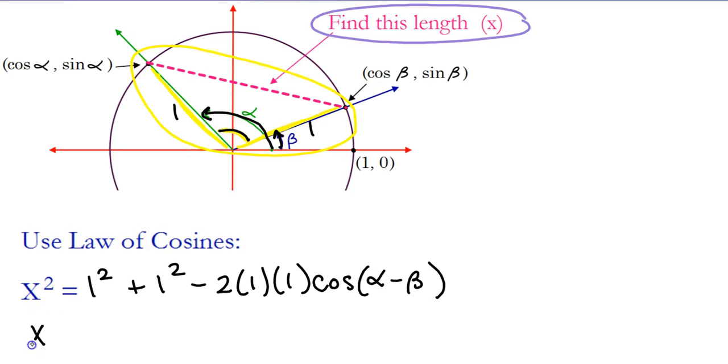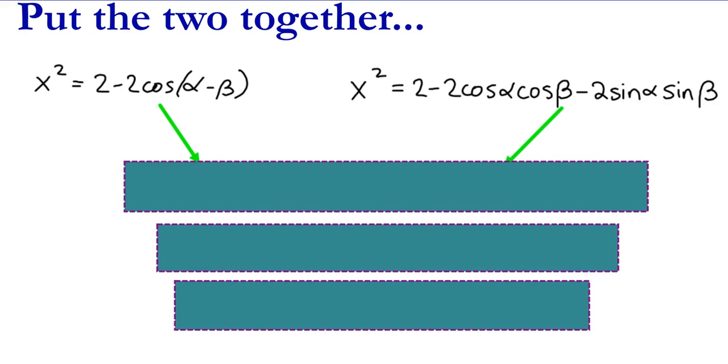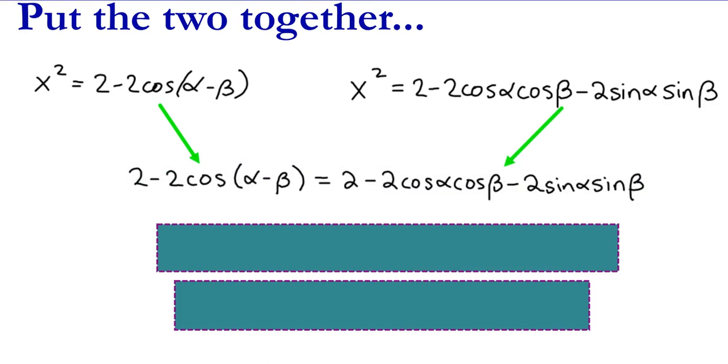We can simplify this, and x squared equals 1 squared is 1, 1 squared is 1, 1 plus 1 is 2, minus 2 times 1 is 2. So 2 minus 2 cosine of alpha minus beta is another way to express the square of that length. So we have two expressions for the square of length x, and what we're going to do is set them equal to each other. So it looks like that.